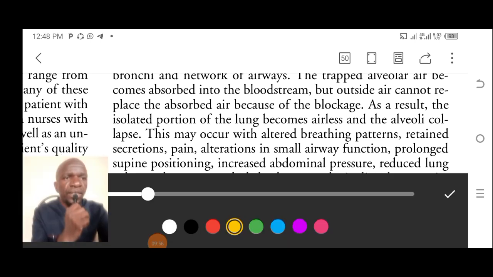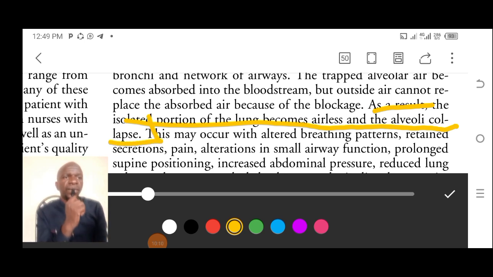Let me highlight here. As a result, the isolated portion of the airless alveoli will collapse. So we've seen that there's blockage of the alveoli, the alveoli become airless, and later the alveoli collapse.